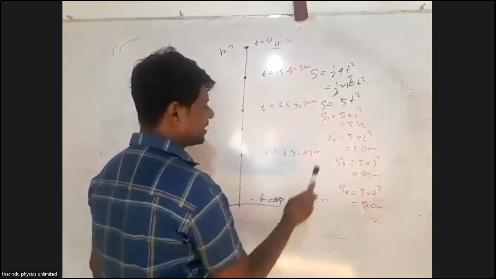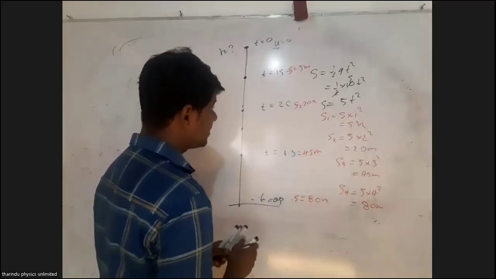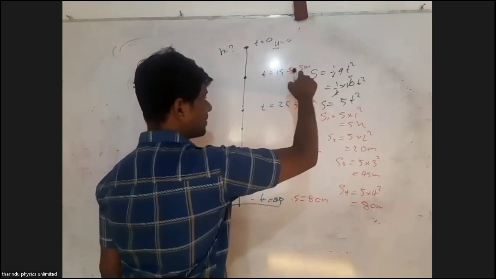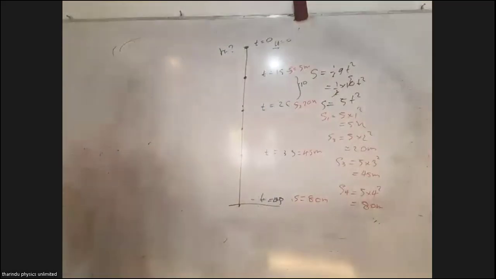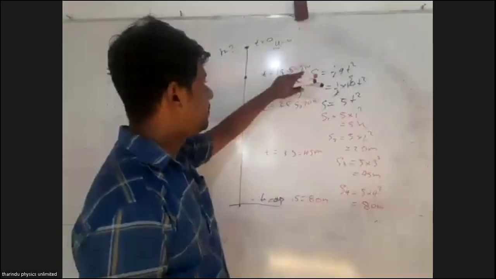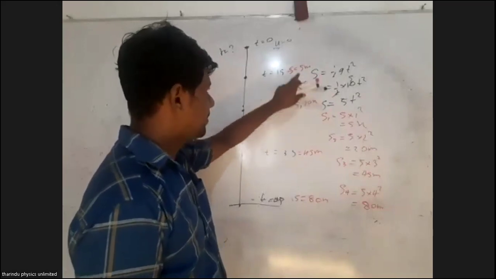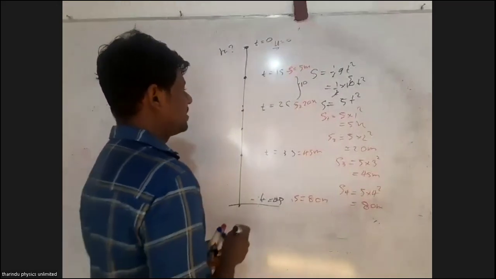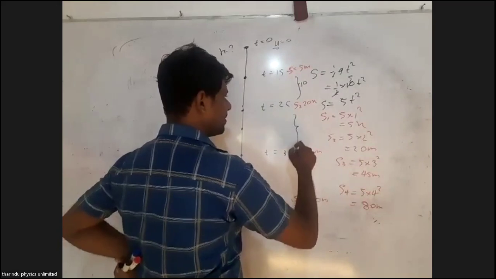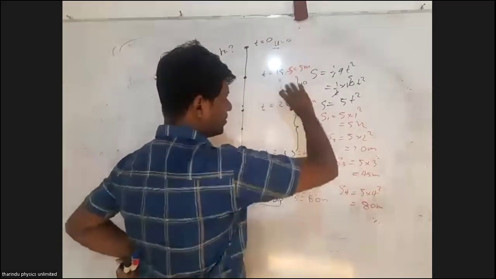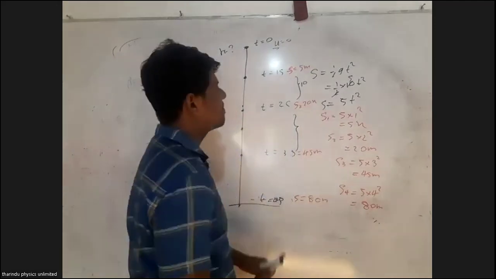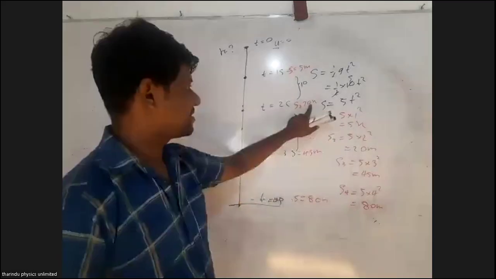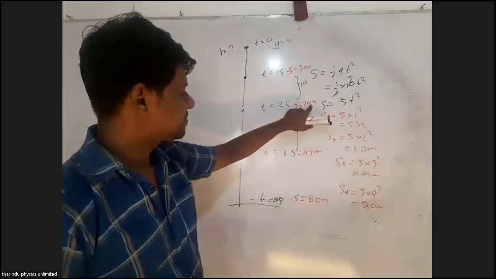5, 20, 45, 80. Each time, see, it is increasing by what? By 10 plus. To the previous value, always 10 plus 5, this 5 and another 10, 15. Now see, here what happened? 20. You have to just double your answer and add 5. Previous answer, see? 20 meters.